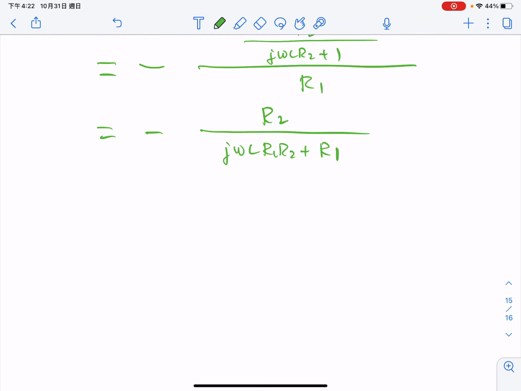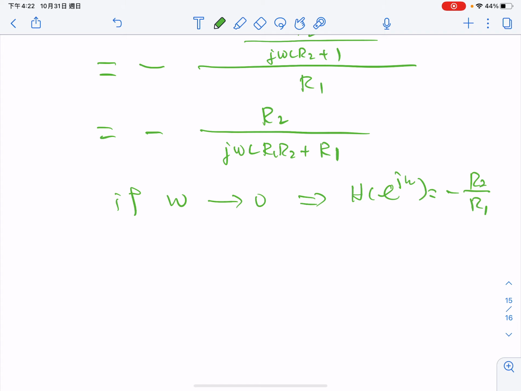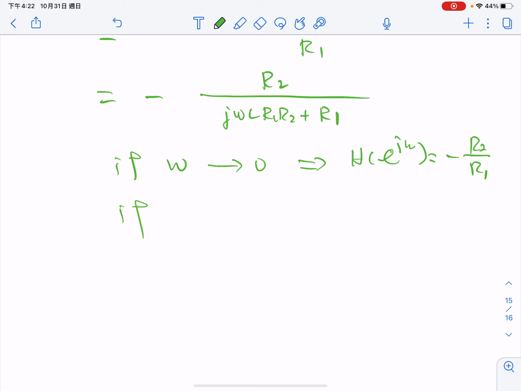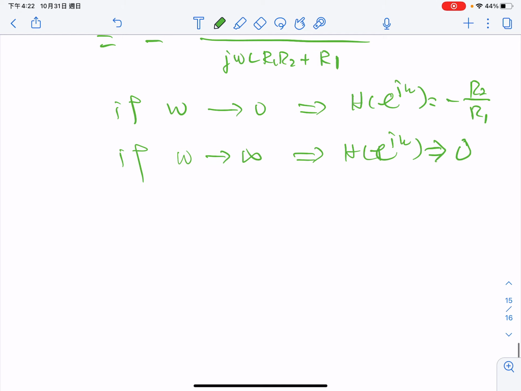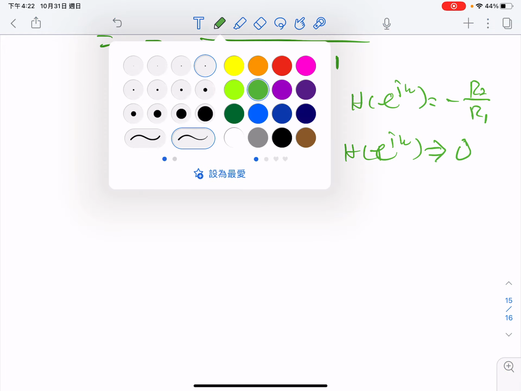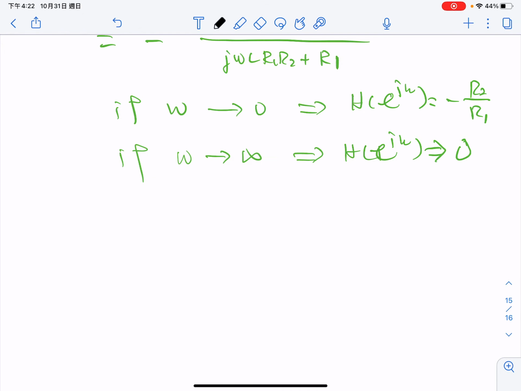Okay, so if omega goes to 0, then H of e to the j omega will be equal to minus R2 over R1. But if omega goes to infinity, then H of e to the j omega will go to 0. Okay, this is closer to the ideal low pass filter. Let me draw it. This will be the one.